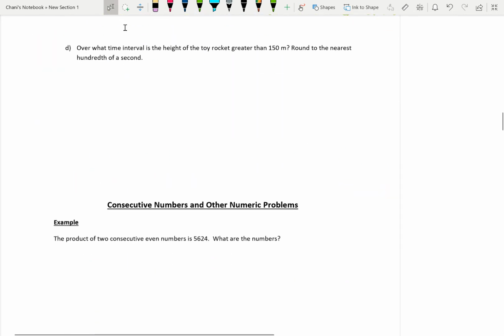So we need to find for what t, at what time, the height is 150 meters. So that is setting the equation equal to 150. This is our equation for height in terms of time, and we want to know at what time the height is equal to 150 meters. So we need to solve this equation.